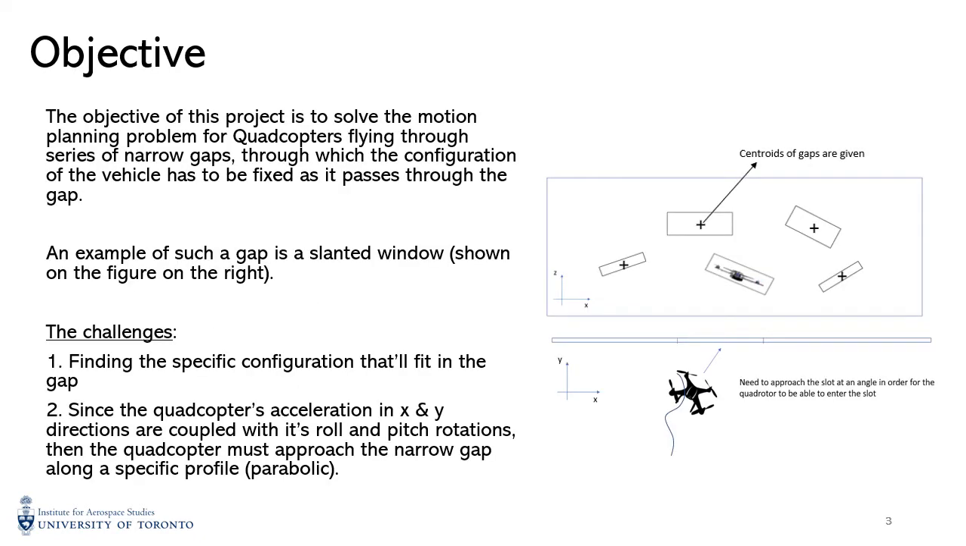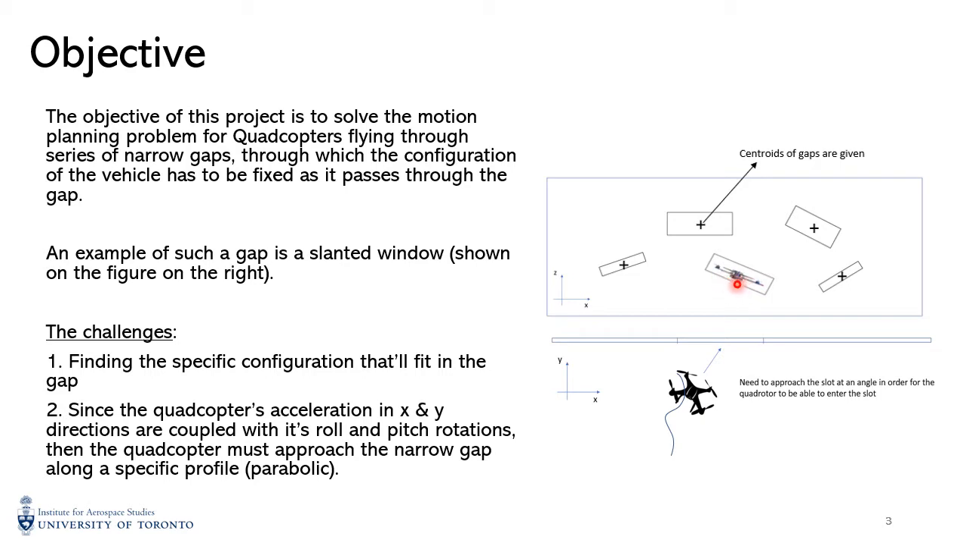So the objective of the project is to essentially solve the motion planning problem for a quadcopter that has to fly through a series of narrow gaps. So imagine having a wall that has a series of openings as shown here. For the quadcopter to be able to fly through that wall, it has to maintain a specific orientation as it flies through the openings. And that presents two main challenges.